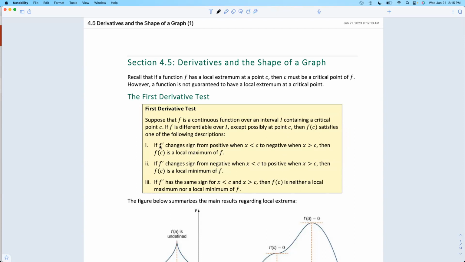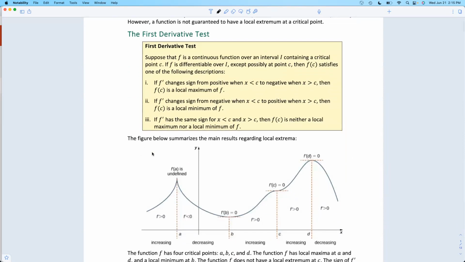But the first one says, if your derivative goes from positive to negative at some x value, c, then you've got yourself a local maximum there. If it goes from negative to positive, then you've got a minimum. And if it doesn't change signs, then you don't have a maximum or a minimum. You probably have what's called a saddle point. What does all this mean?